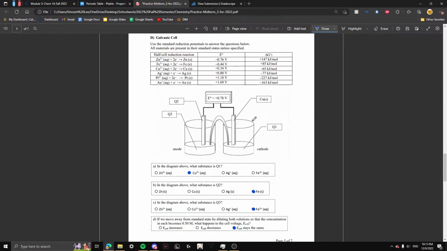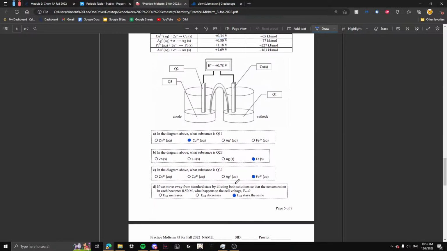Next is this. We can just mix and match based on this. We know that Q1 has to be the aqueous form of whatever the cathode is here, so Cu2+, and based on the value of Cu2+ at 0.34, overall E is E of cathode minus E of anode. So we have to find one where, if we subtract from this, we get this value right here. So we know Q2 and Q3 have to be some subset of iron, which is correct here.